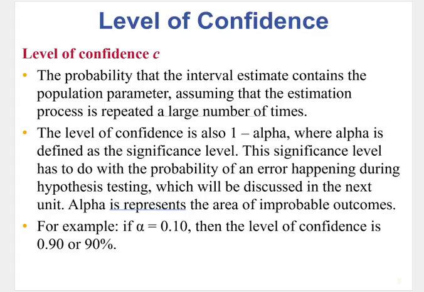For example, if you have a problem that says alpha is 0.10, that's 10%, then that means the level of confidence is 0.90 or 90%. And vice versa. If you know that the confidence level is 90%, then you also know that the alpha is 0.10. So you can use those two together. They are basically complements of each other, the level of confidence and the significance level.